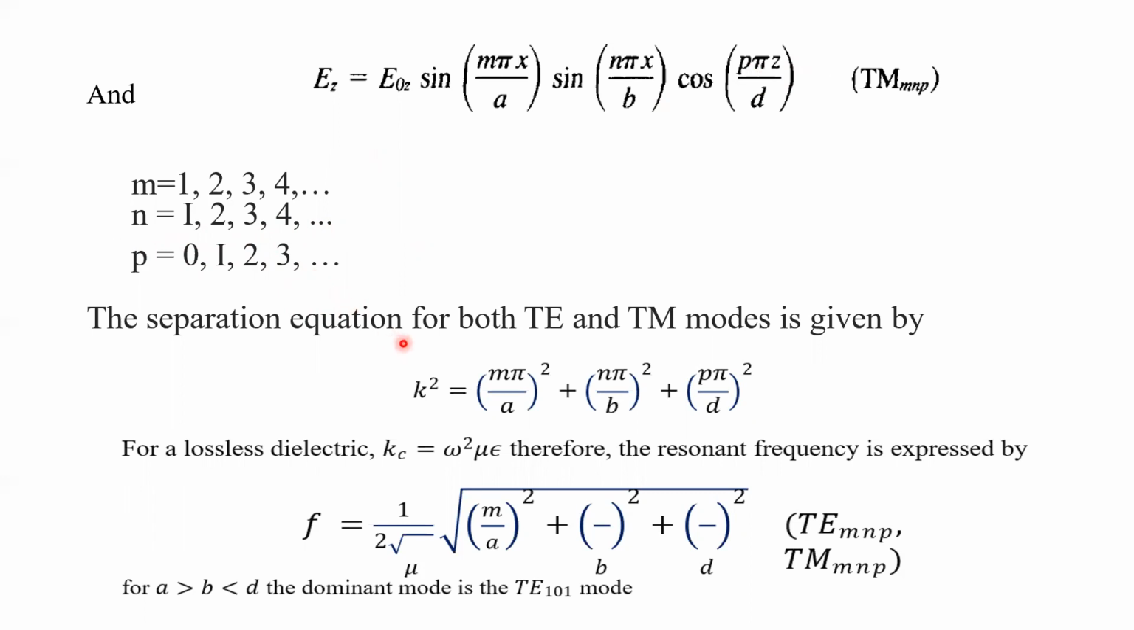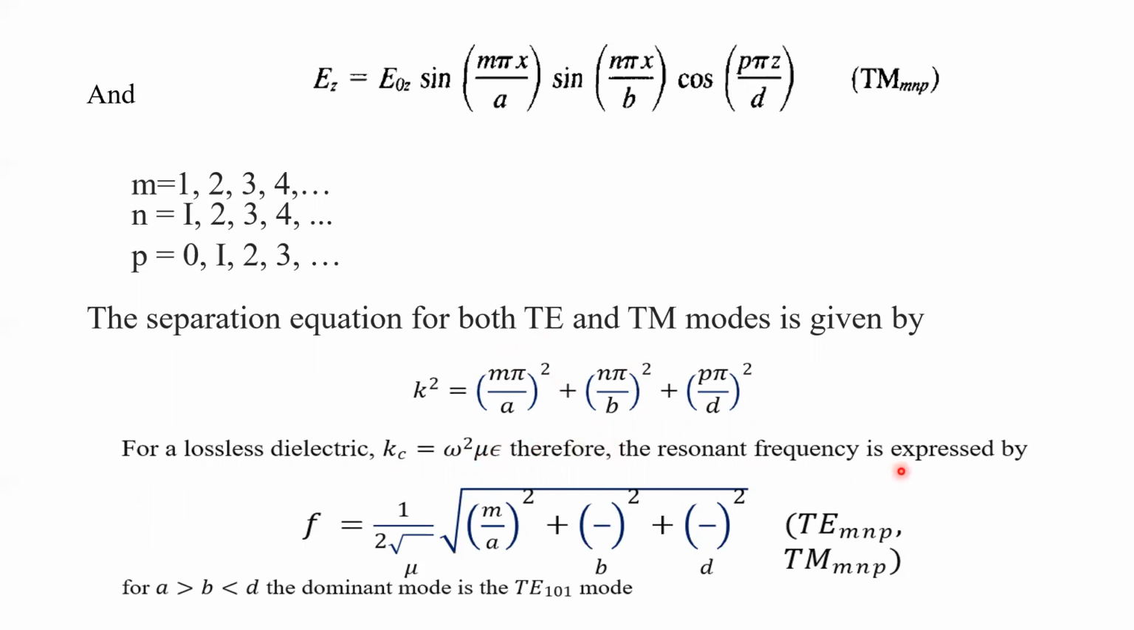When we consider the lossless dielectric in both TE and TM modes, then k square is equal to (m pi by a) whole square plus (n pi by b) whole square plus (p pi by d) whole square. For a lossless dielectric, k is defined as omega square mu into epsilon, where omega is frequency, mu is permeability, and epsilon is permittivity.